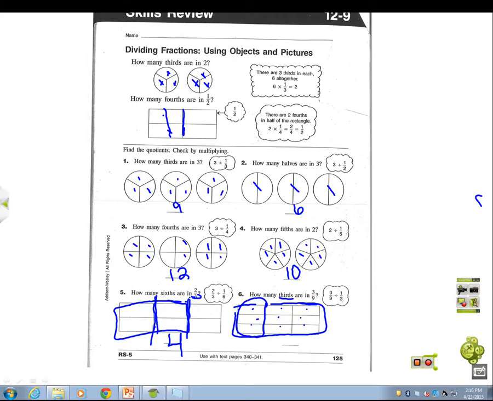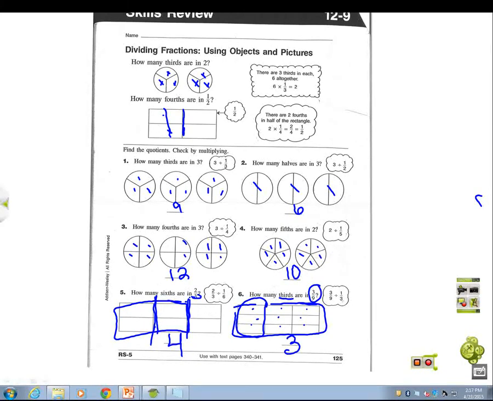So how many thirds are in 3 ninths? But each one of these is a ninth. So how many thirds? This is 1, this is 2, this is 3. Oh. How many ninths are here? 3. Okay, so 3 is the answer? Because 3 times 3 equals 9. Yes.